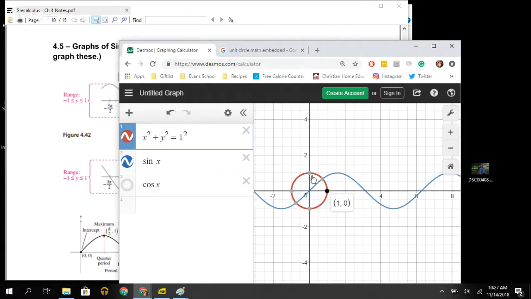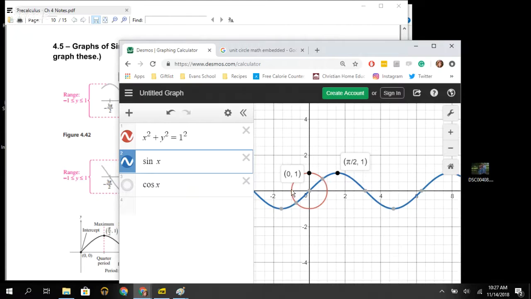If you're looking at your unit circle and you want to know what the sine of 90 degrees or of pi over 2 is, the sine of 90 degrees or pi over 2 is 1 because it's your y component. If you look at your graph here, the sine of pi over 2 or 90 degrees is 1. So that's how they match up on your unit circle.